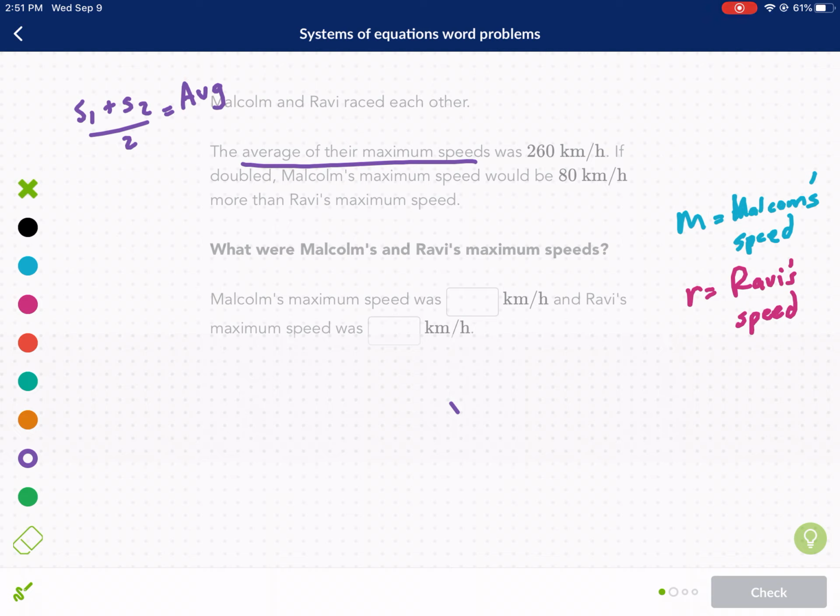So we already know that m represents the first speed, the maximum speed. R represents Ravi's speed. So if we divide that by 2, the average is 260. Okay? Now, I don't know about you, but I'm not a big fan of having fractions in our problem. So what I'm going to do is multiply both sides by 2 to get rid of this fraction. That way I get m plus r equals 520, right?